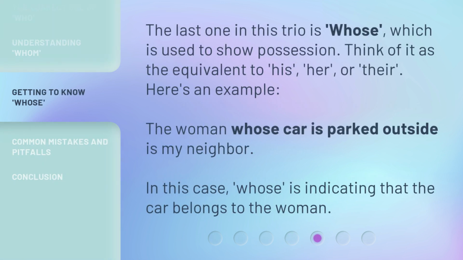The last one in this trio is whose, which is used to show possession. Think of it as the equivalent to his, her, or their. Here's an example. The woman whose car is parked outside is my neighbor. In this case, whose is indicating that the car belongs to the woman.